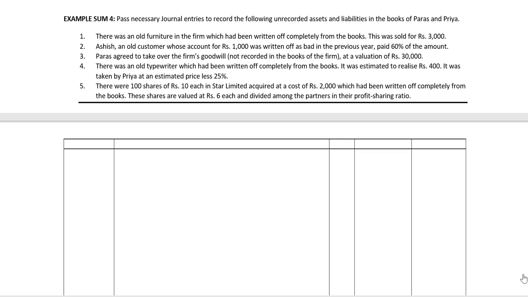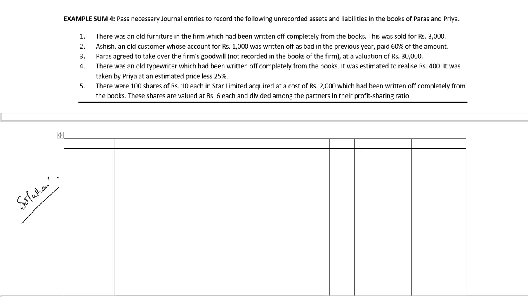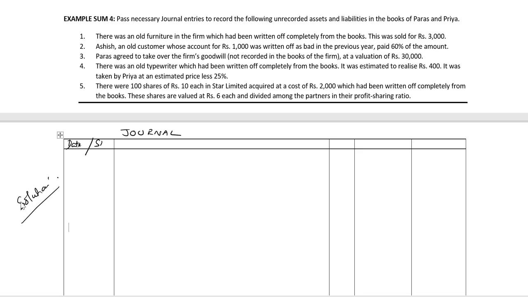Pass necessary journal entries to record the following unrecorded assets and liabilities in the books of Paras and Priya. So let's go ahead with the solution. Journal, date / serial number, particulars, LF number, debit rupees and credit rupees.